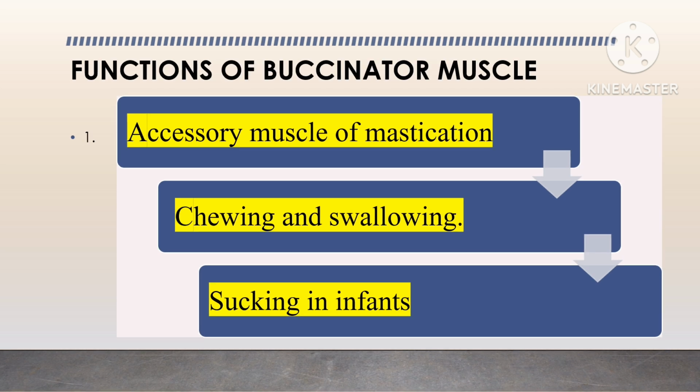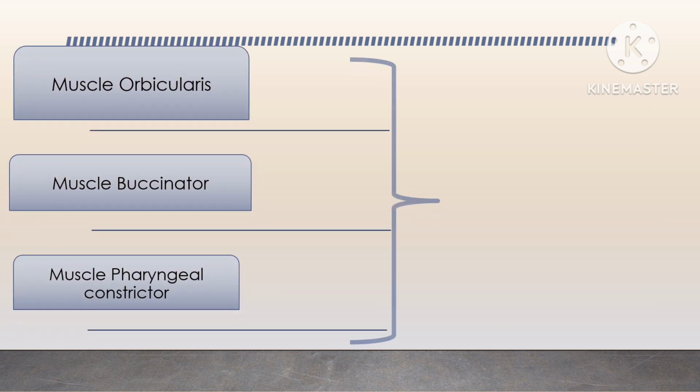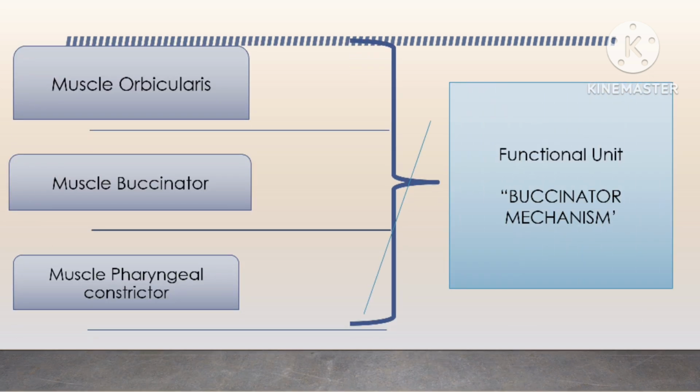So now we will be discussing the buccinator mechanism. The buccinator mechanism refers to the dynamic balance between the buccinator muscle and the tongue that maintains the proper alignment and position of the teeth within the dental arches.